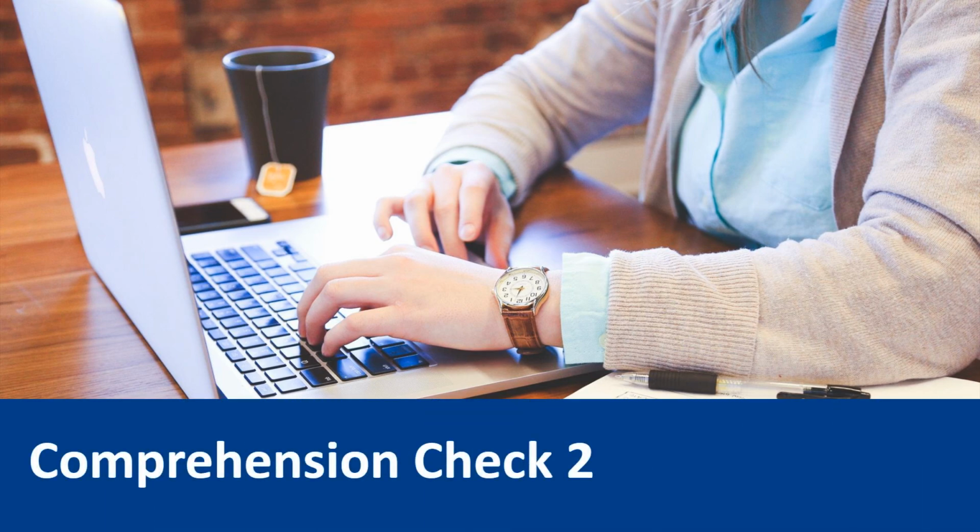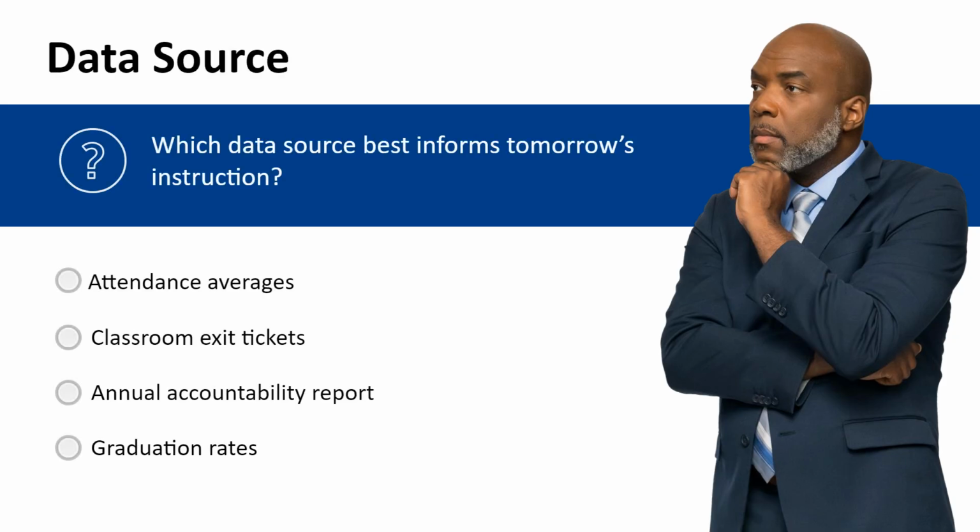Comprehension check 2. This activity checks understanding of the previous content. Select the correct answer from the options provided. You may attempt the question multiple times. Once the correct answer is selected, you will be able to continue. Data source. Which data source best informs tomorrow's instruction?